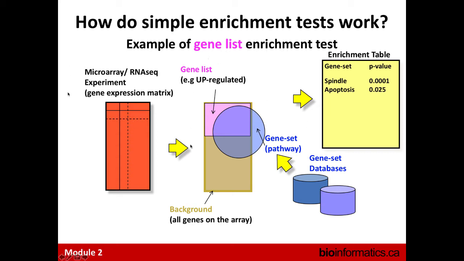When you define your gene list and your background, then you test each gene set that you have in the pathway database, and the output result is a table. It's always a table with gene sets as rows and with a p-value associated with each gene set that tells you if the result is due to random chance or not.